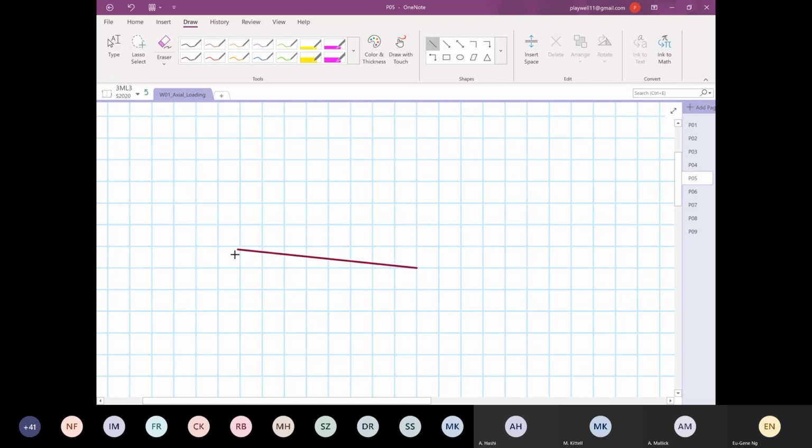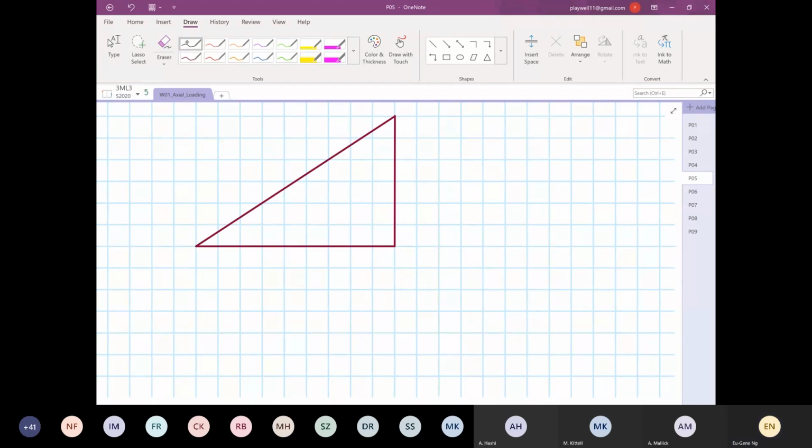So 3, 6, 9. Okay, so there are 9. 3, 6, 9. And then the height is going to be 6. Okay, so 3, 6. And then I'm going to draw up to here. Okay. And I would like to pinpoint this location.